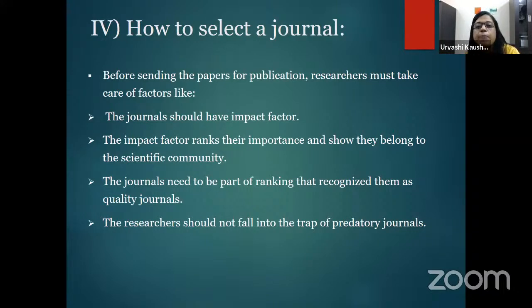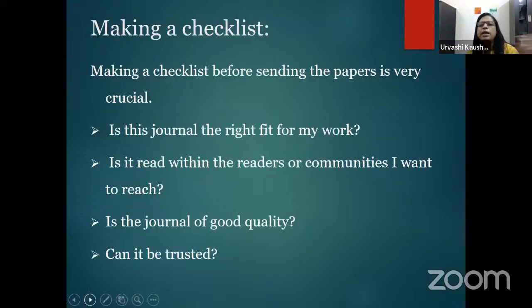So scope and impact factor are two very important things when we look for the right journal. Now, to move ahead, we need to prepare a checklist. Making a checklist before sending the paper is crucial. We need to check a number of things. First of all, is this journal the right fit for my work? Does it fall into the theme?